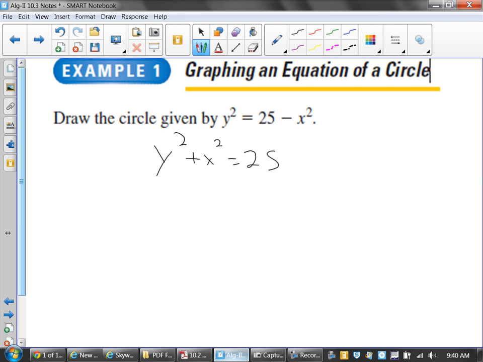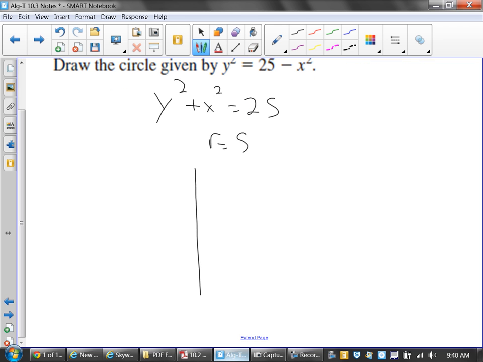At this point here, could we all figure out what our radius is? What is it? 5. The radius is 5. Now, the center of this circle is at the origin. If my radius is 5, in order to graph this, what do I do? You're basically plotting the quadrantal points with a radius of 5.